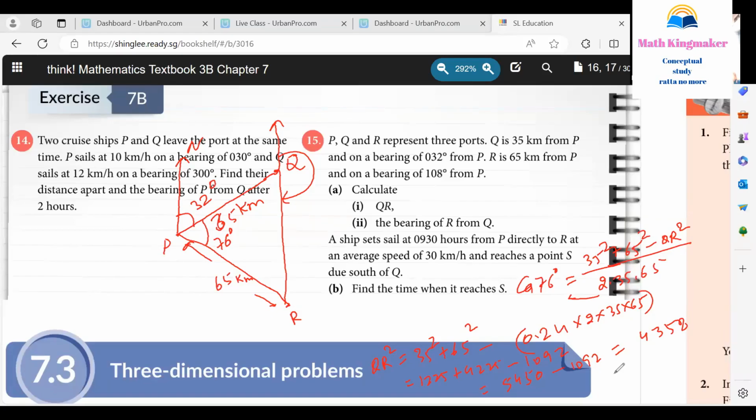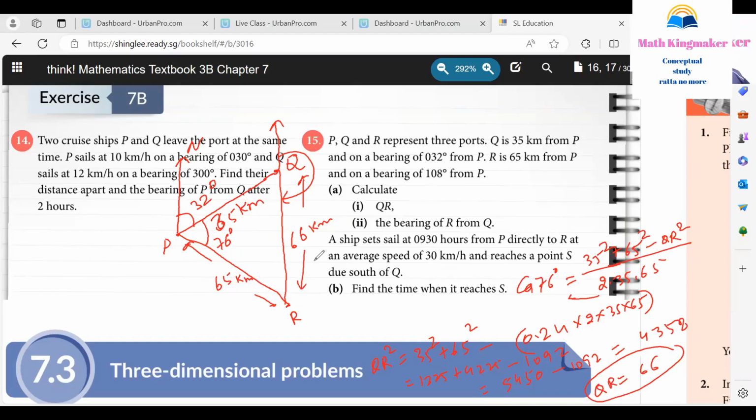It is 66. I don't know what happened to the calculator. So QR you found it. It is 66 kilometer.